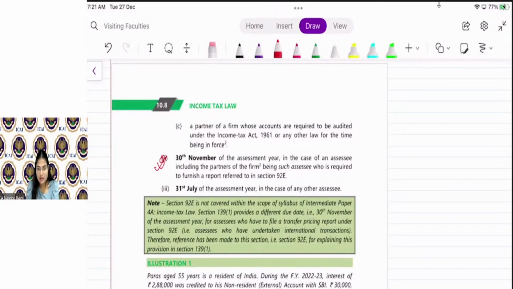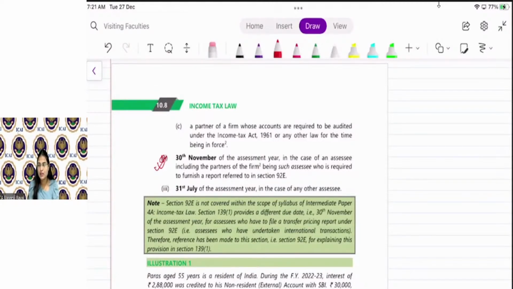30th November of the assessment year applies in case of any assessee, including a partner of a firm, who is required to furnish a report under section 92E. See, in your case, 92E is not covered. You will learn 92E in final. But I'll explain: if you are having any international transaction with your foreign subsidiary or associate concern, then you have to submit a report of a chartered accountant under section 92E. So if you are doing such a transaction, then the due date for filing return of income in your case is 30th November of the assessment year. And in any other case, it is 31st July of the assessment year.